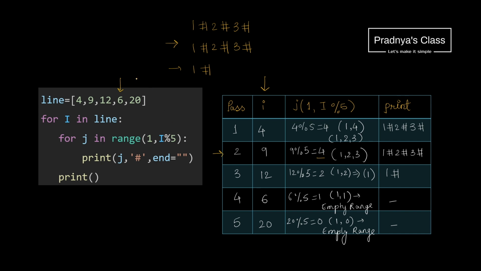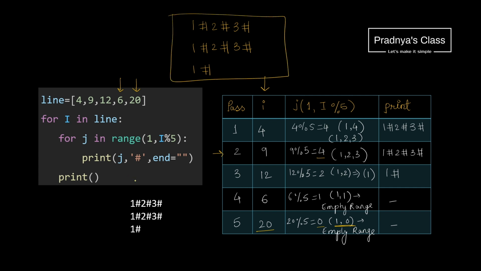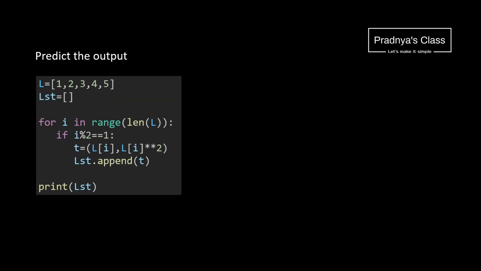Let's move ahead to the last element. The value of i will be 20. 20 modulus 5 is 0. 1 comma 0 also cannot be executed. It means again it's an empty range. Nothing will get printed. The elements of the list got over and this will be our final output. Let me show you. Here is the final output. Hope you got it. In this way we practiced 3 output based questions on list.